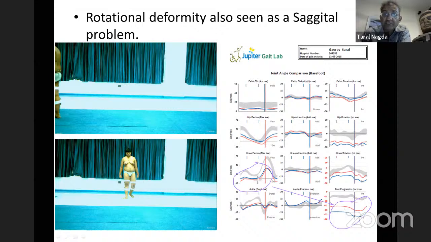And the knee actually is not in hyperextension. If you clinically examine this child's knee, the knee extension is normal. Then why does it appear to be in hyperextension? It is because of the foot being in excessive external rotation. This is the beauty of gait analysis, the 3D graphs.